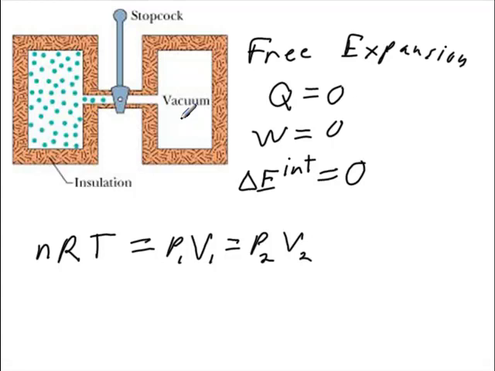So, whereas for an isothermal expansion, I could draw a pressure versus volume and draw a nice curve starting at an initial pressure and volume and ending at a final pressure and volume, having a nice curve the whole way.